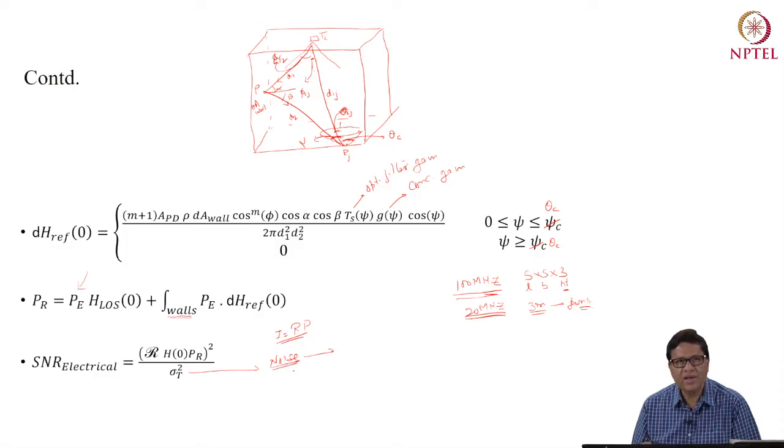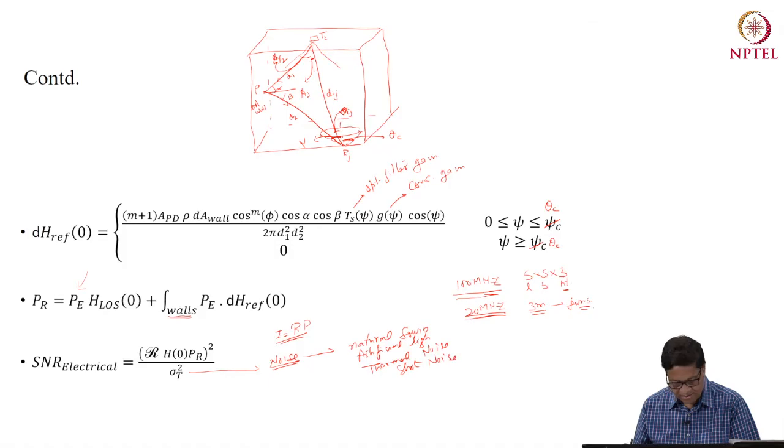That noise can come from some natural sources, or artificial light, other than the light which you are using for communication. And the receiver also will generate some sort of noise, which we had studied earlier, thermal noise or shot noise. So this is the expression for SNR electrical.